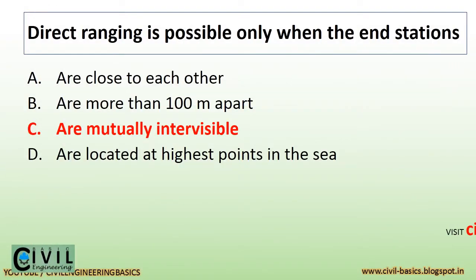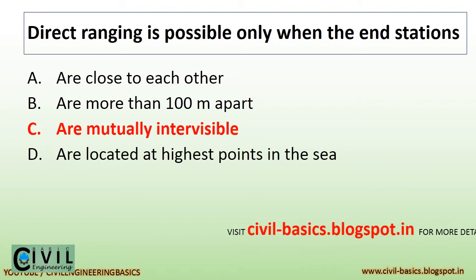Direct ranging is possible only when the end stations are mutually intervisible.